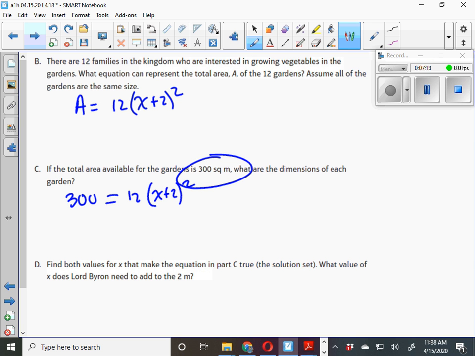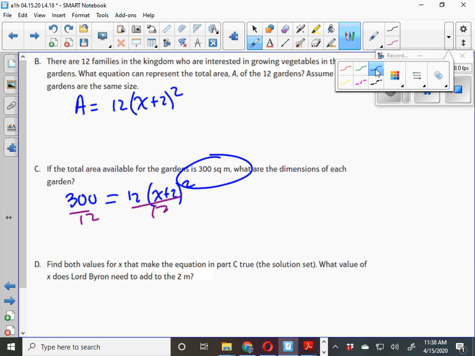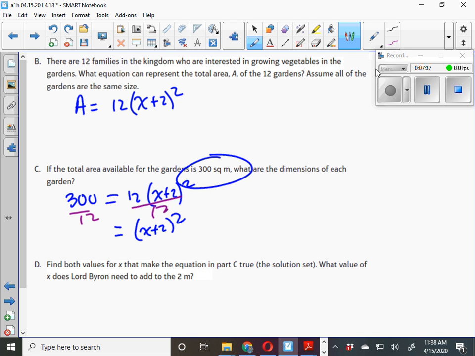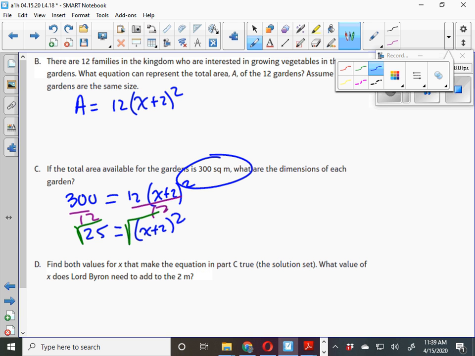And I'm going to suggest at this point that we solve this by taking a square root. So we're going to divide by 12, divide by 12, and we're going to get on the right side (x + 2) squared. On the left side should be 25. We take the square root of both sides and we get plus or minus 5, don't forget the plus or minus, equals x + 2.